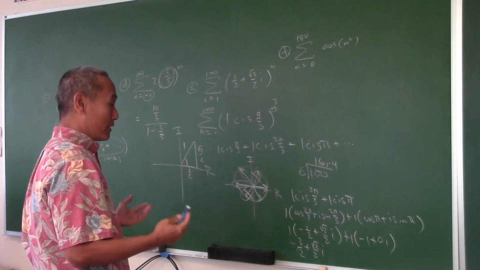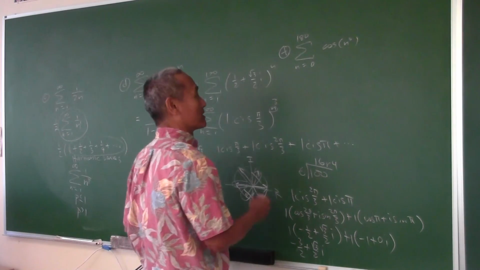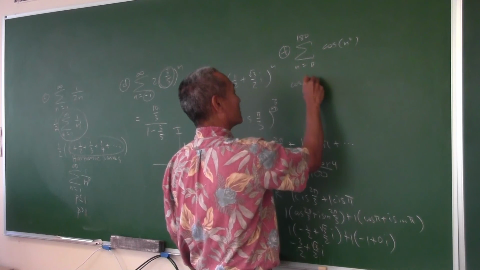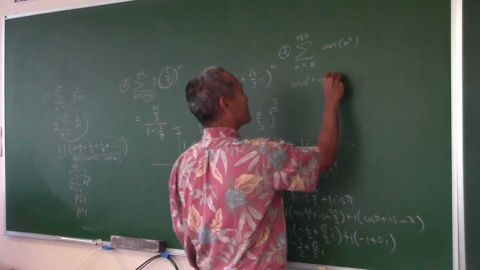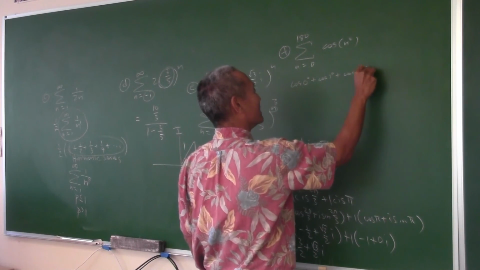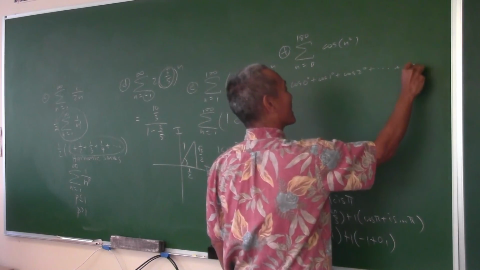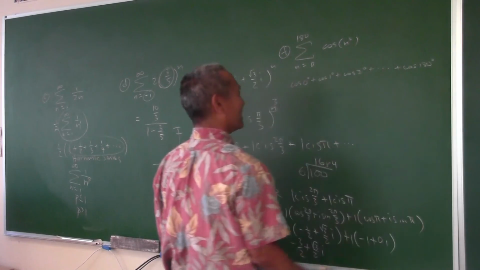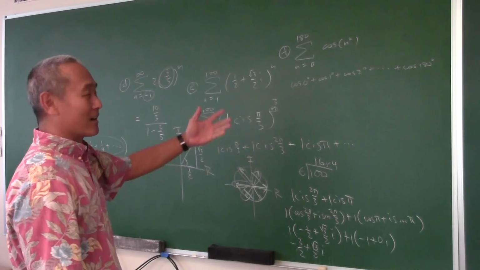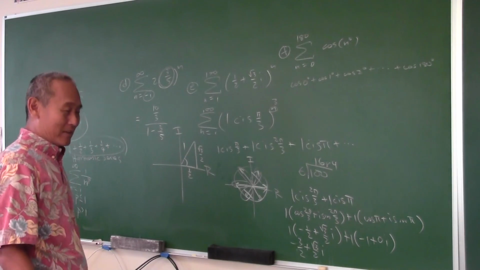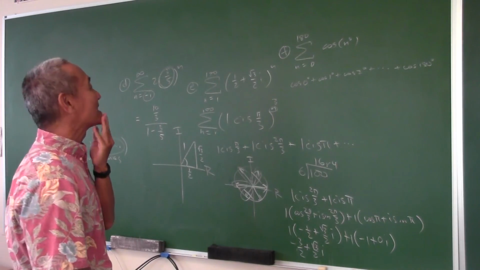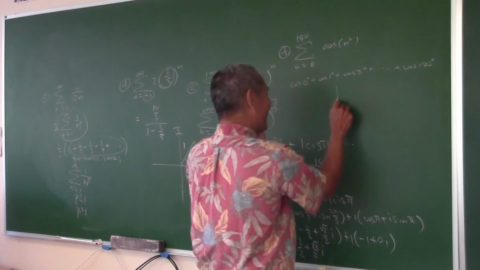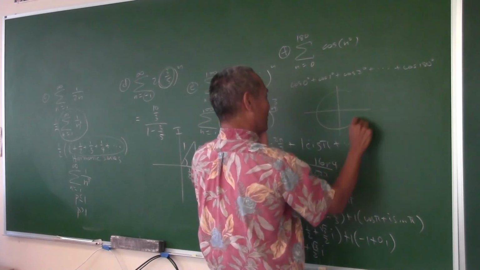Okay, now if you're wondering what's going on, plug in numbers. So cosine 0 degrees plus cosine 1 degree plus cosine 2 degrees, all the way until you hit cosine of 180 degrees. Mr. Park, I don't know what cosine of 1 degree is or 2 degrees. What the heck am I going to do? Well, how about let's think a little bit. What if I draw the unit circle?